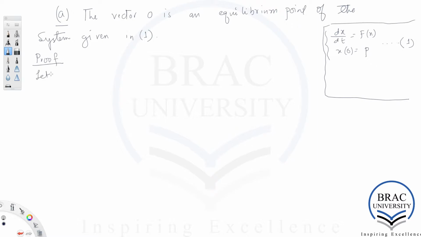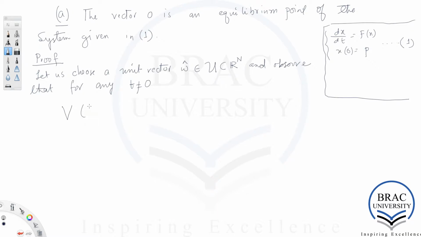Let us choose a unit vector w hat in this open set, the open set that we started with, which is a subset of R^n, and observe that for any non-zero time t, the vector t times that unit vector, it means that it's a vector of modulus t directed in the direction of this unit vector, and V evaluated at that vector minus V evaluated at 0 is strictly greater than 0.